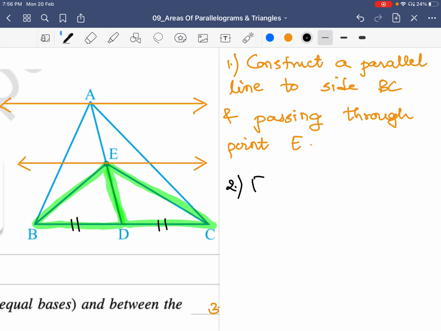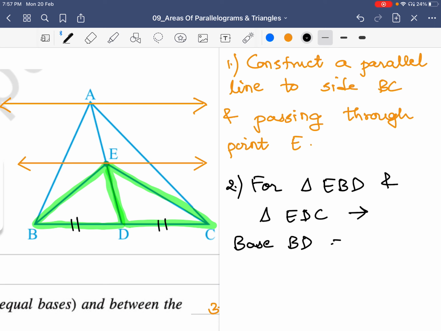Now once again, for triangle EBD and triangle EDC, what do we have? Base BD is equal to base DC. Why are these bases equal? Because D is the midpoint. And why is D the midpoint? Because given AD is a median. So we already had this discussion, BD is equal to DC.